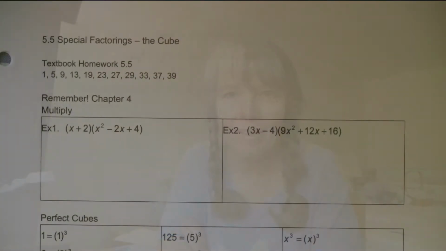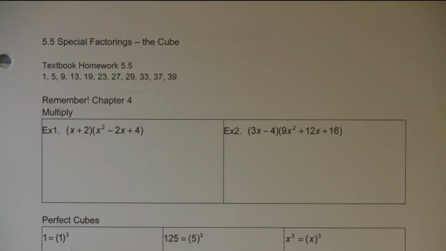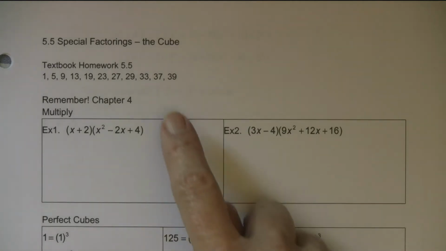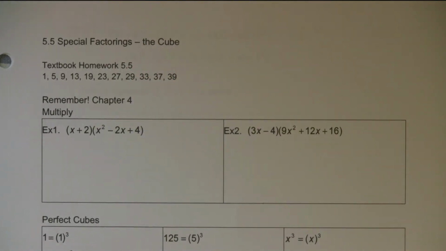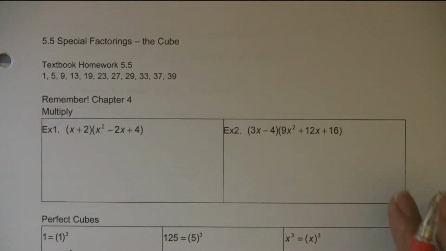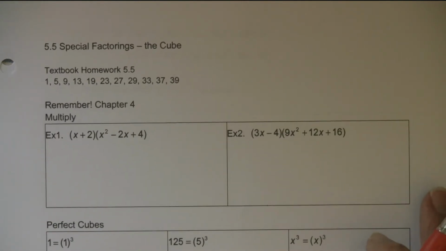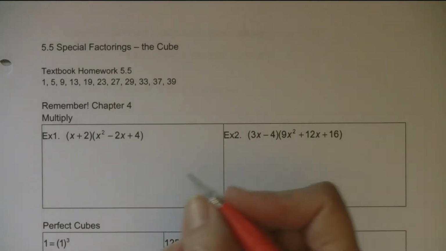Hi, it's 5.4, 5.5 is what we're going to be doing, which is the difference and the sum of cubes. And I call it the cube, is what I call it. And they had us multiplying things together, and that's what we've been kind of doing, multiplying it together and seeing how to go backwards, because that's what factoring is, going backwards from your multiplying.